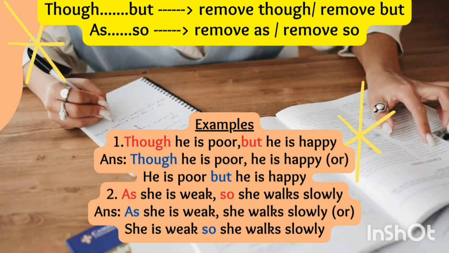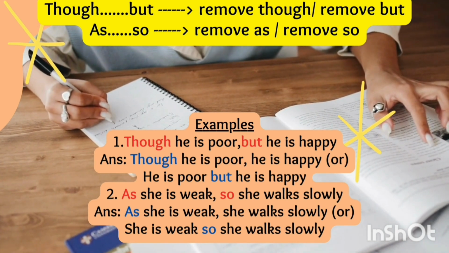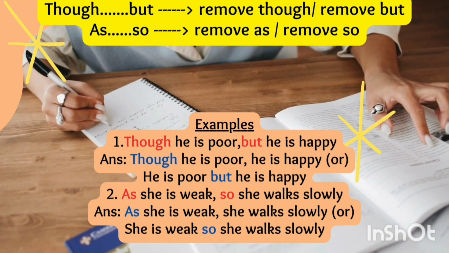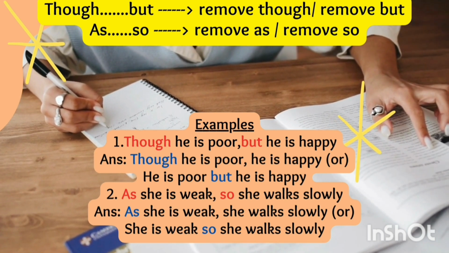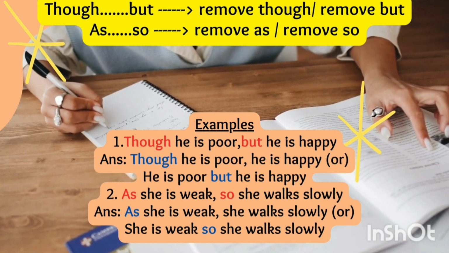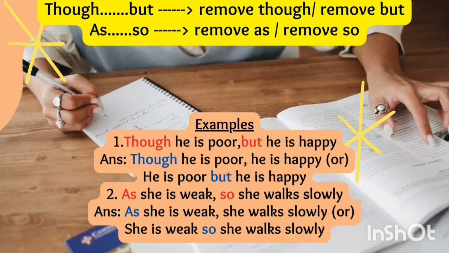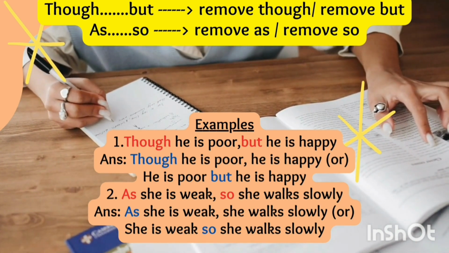Second one, as she is weak, so she walks slowly. We need to remove as, else we need to remove so. Answer, as she is weak, she walks slowly, or she is weak, so she walks slowly.